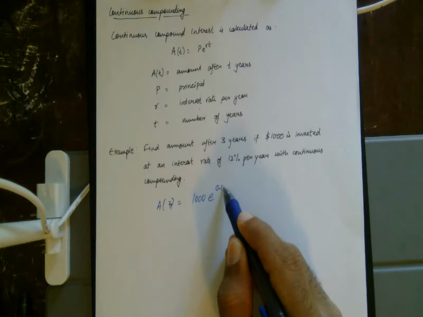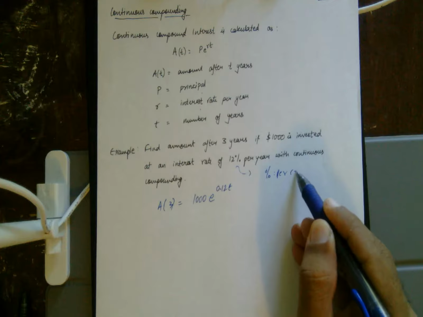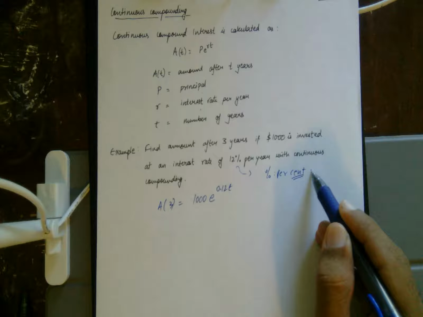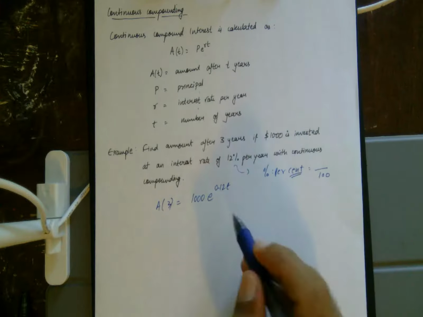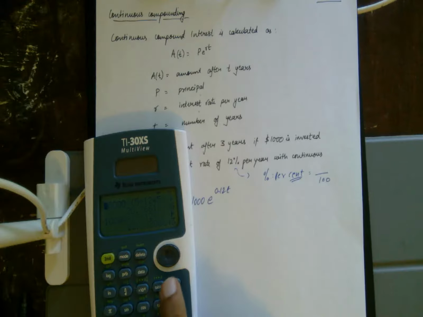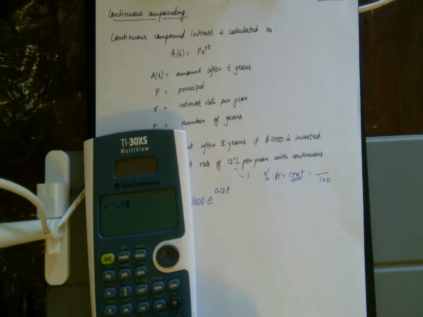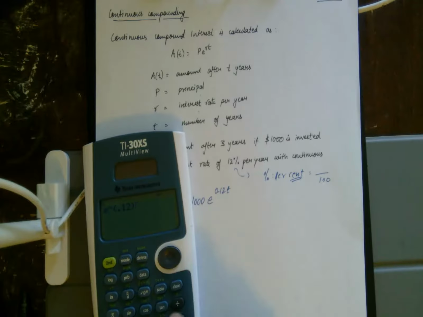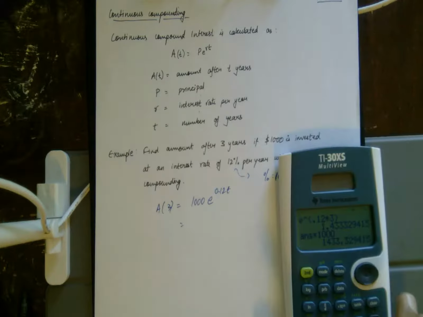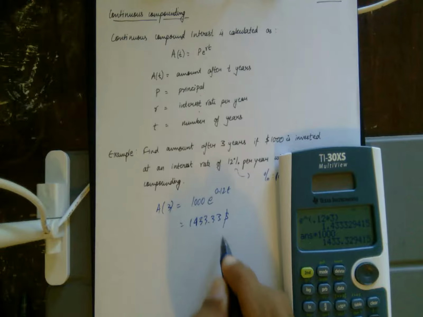12% is 0.12, right? Because the percent sign means per cent, and cent means 100, which means divide by 100. So you have to be careful not to put 12 there, because if you say 12, then that's 1200%, which is crazy interest. Nobody's going to give you that much. 0.12 times 3, times 1000. So that's a pretty good deal, because you get $1433.33 for doing nothing.